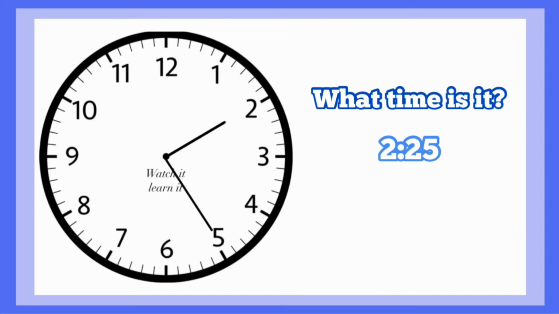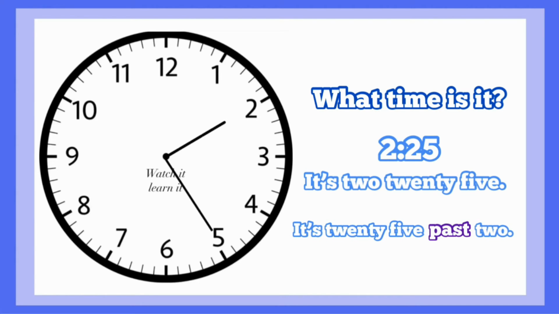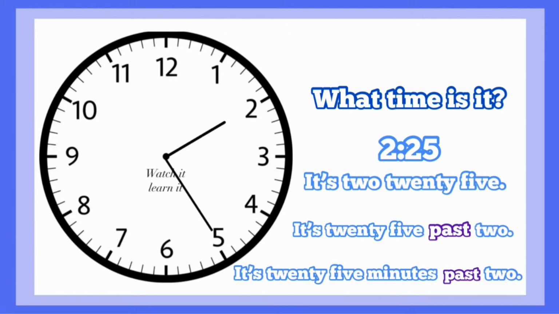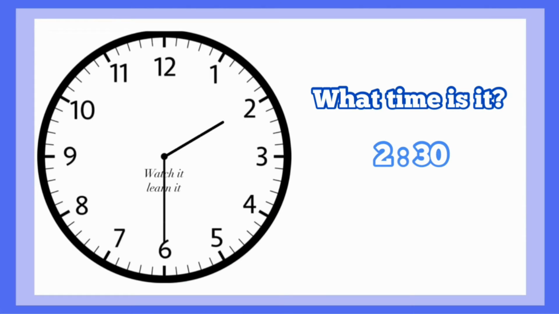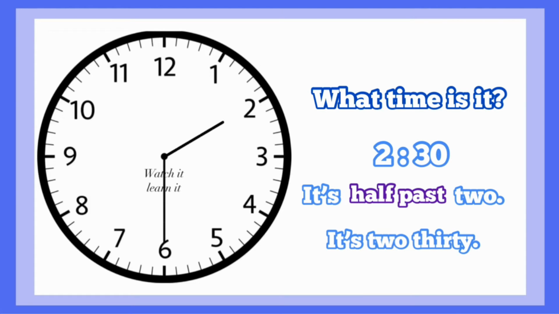Can you answer this one? What time is it? It is 2:25. Or you can say it is 25 past 2. Or it is 25 minutes past 2. Now, when the minute hand is pointing at 6, you can say it is 2:30. Or it is half past 2. Both ways are correct. But it is more casual to say it is half past 2.